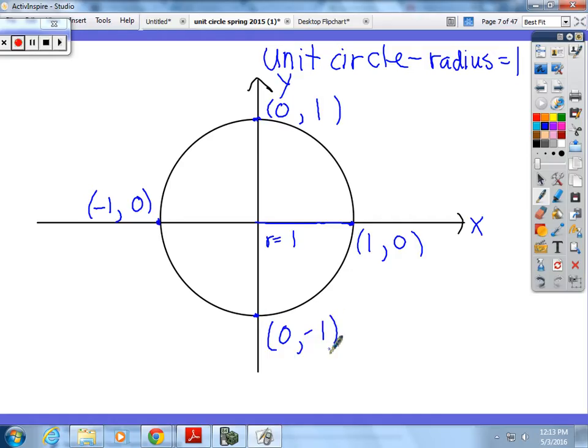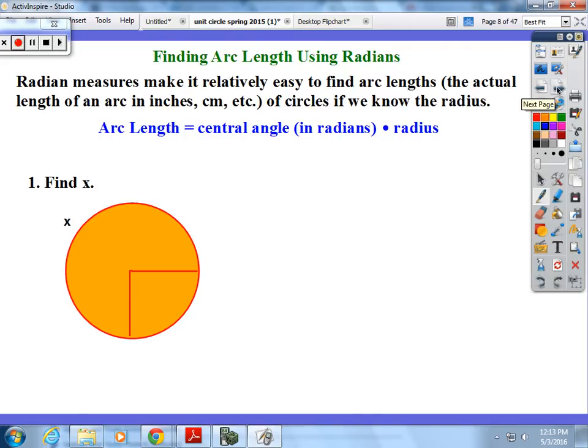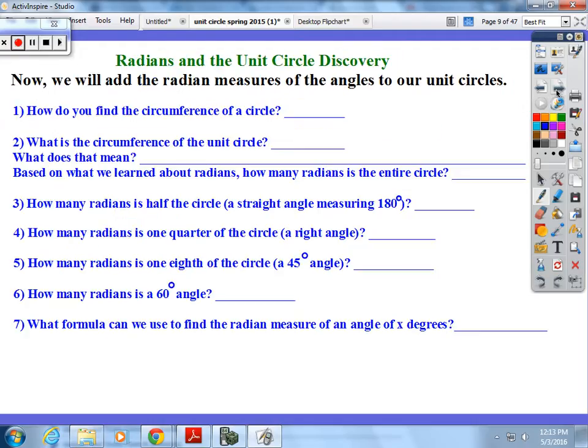Okay, so that's what the unit circle looks like, what 4 of the coordinates are going to look like, and we're going to do a lot more with that. Okay, so we're going to skip this for now. We're going to do this later in the week and go to the unit circle discovery.